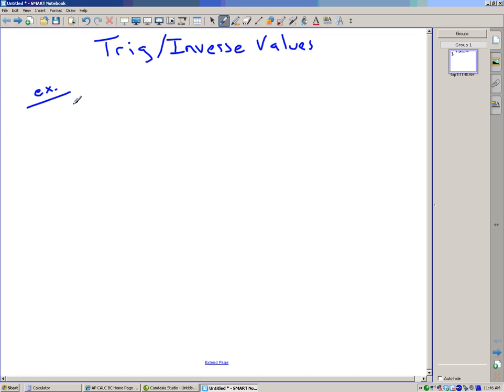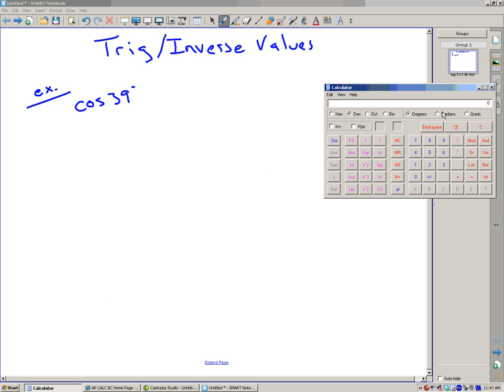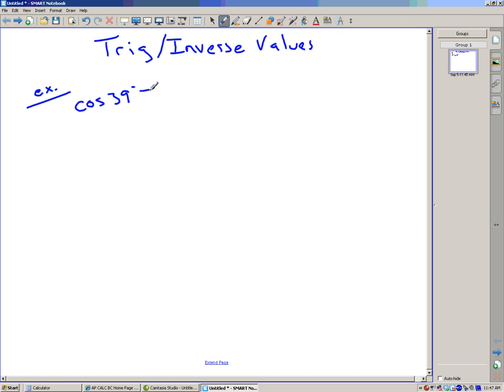Really simple. I want you to be able to find the cosine of 39 degrees. Now, on your calculator, you simply hit the cosine button and then 39 and hit enter. Make sure you're in degree mode. Mine's going to work a little differently. I have to hit 39 and I have to hit cosine. But you should get an answer of 0.7771. If it did not give you that answer, then you probably weren't in degree mode.